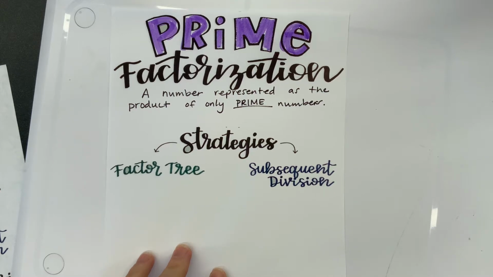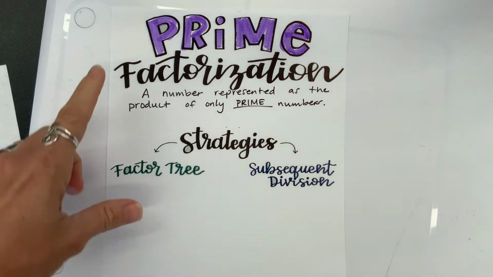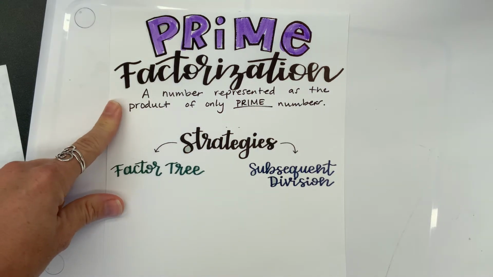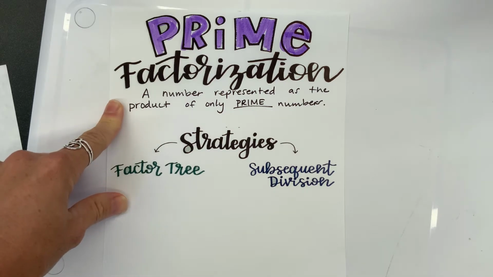In this video, we are going to be taking guided notes on how to do prime factorization. So prime factorization is a number represented as the product of only prime numbers.